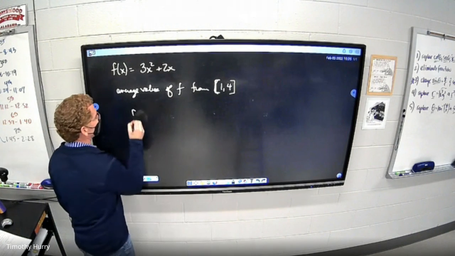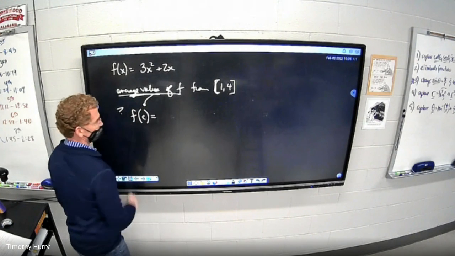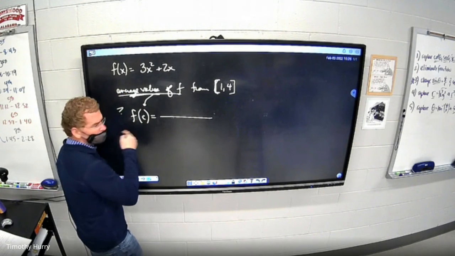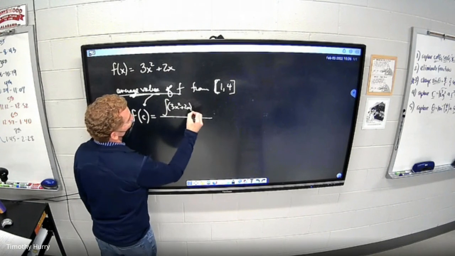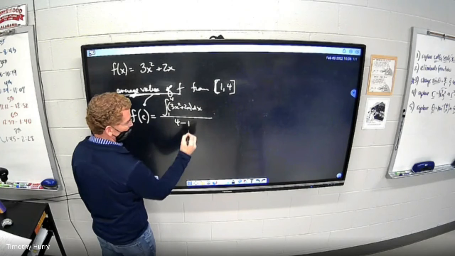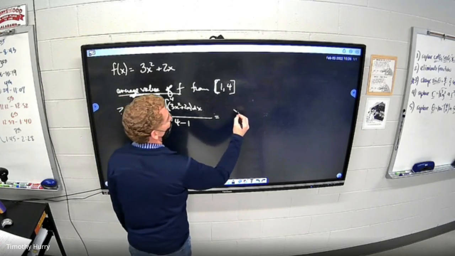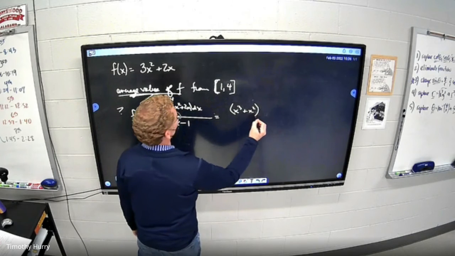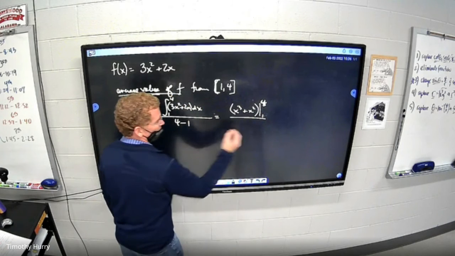So what is my average value of f? I'm going to call it f of c. What is that? Well, what's my formula tell me to do? Integral. If I want the average value of f, I integrate f from 1 to 4 over 4 minus 1, which is 3. So all I have to do is integrate that, which would be 3x cubed over 3, which is x cubed, plus 2x squared over 2, which is x squared, and I'm going to integrate that from 1 to 4, and then divide it by 4 minus 1.